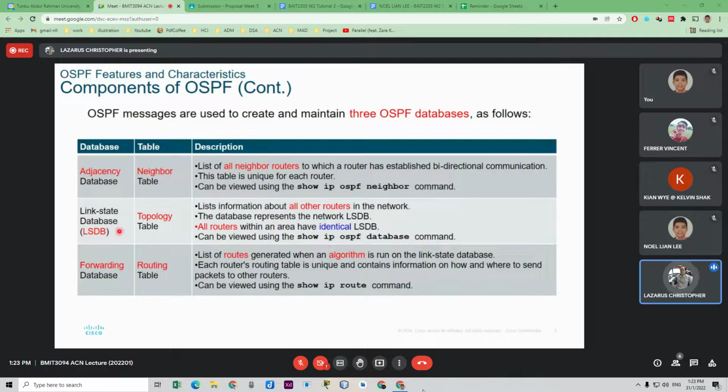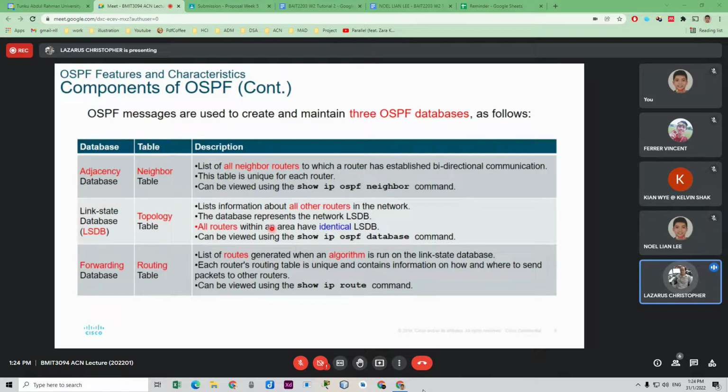Then we have the link state database, LSDB, and the table is a topology table. Inside this data storage, you can find a list of all other routers in the network, in addition to the neighbor. Neighbor is the one directly connected to you, right? The next hop router, basically. But in order to have an idea of the larger network, we have this topology table, right?